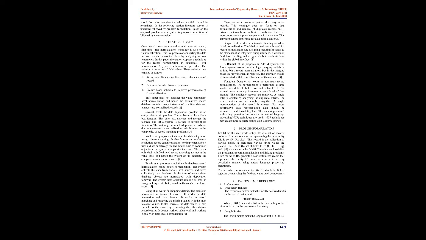9. Yongquan Dong et al. works on automatic record normalization. The normalization is performed at 3 levels: record level, field level, and value level. The normalization accuracy increases at each level of data pruning. The duplicate records are removed. A single entry is created by analyzing the duplicate entries. The related entries are not clubbed together. A single representation of the record is created.